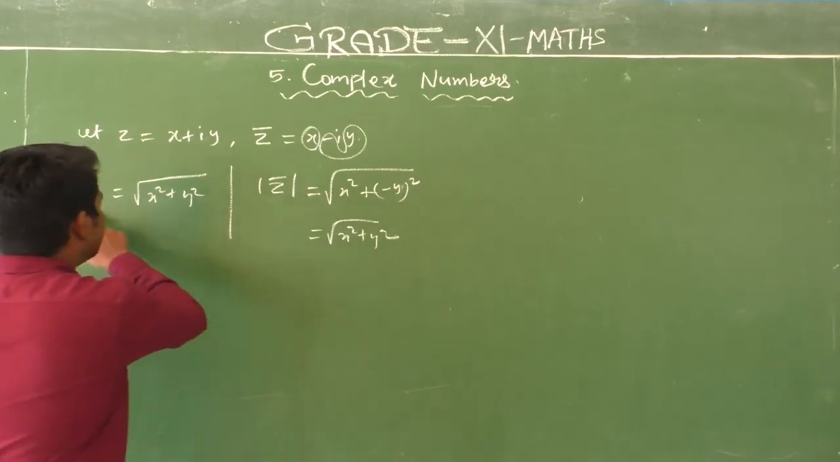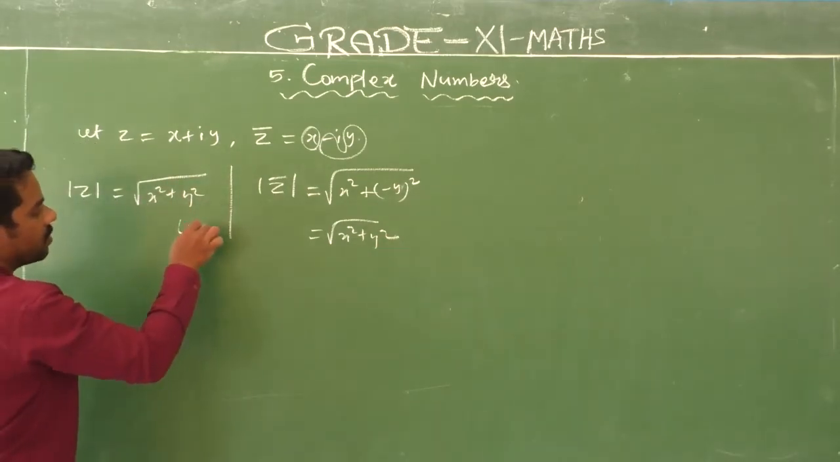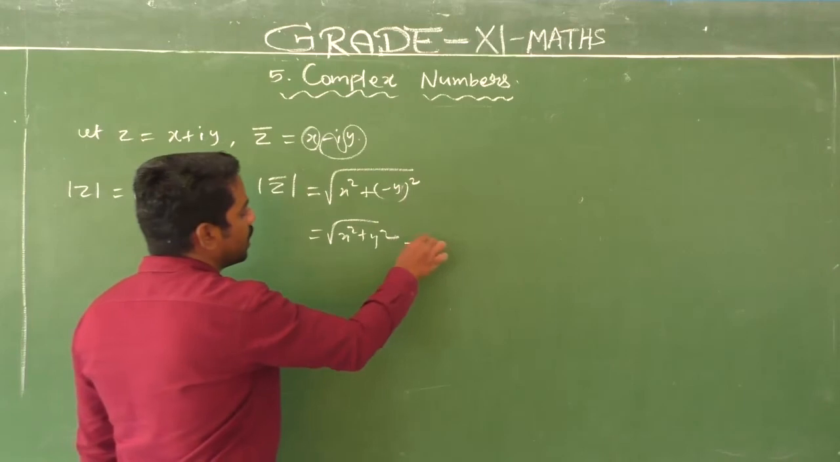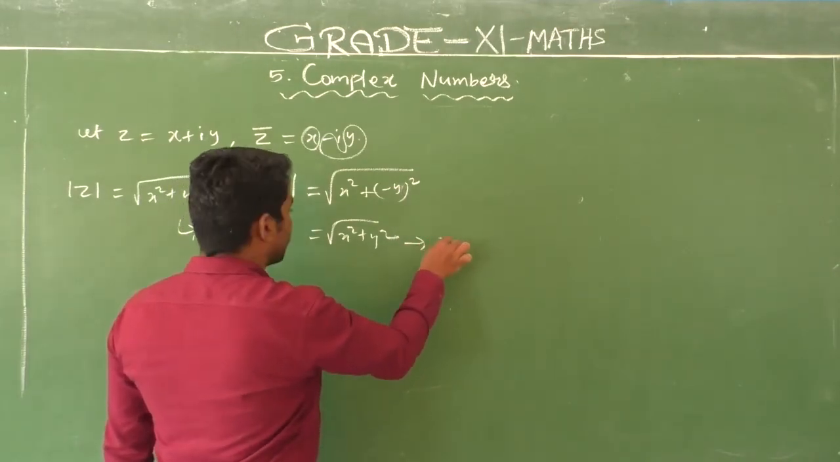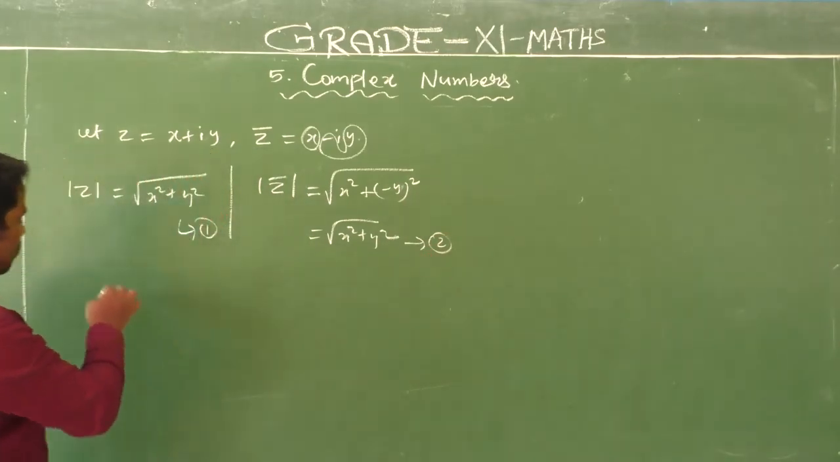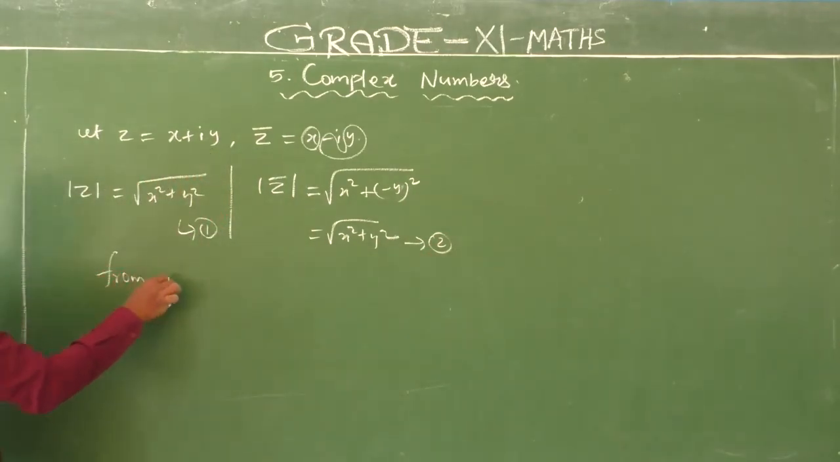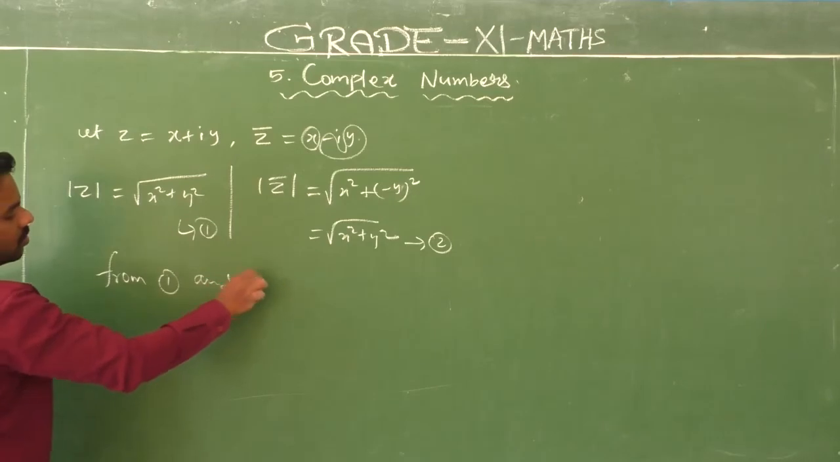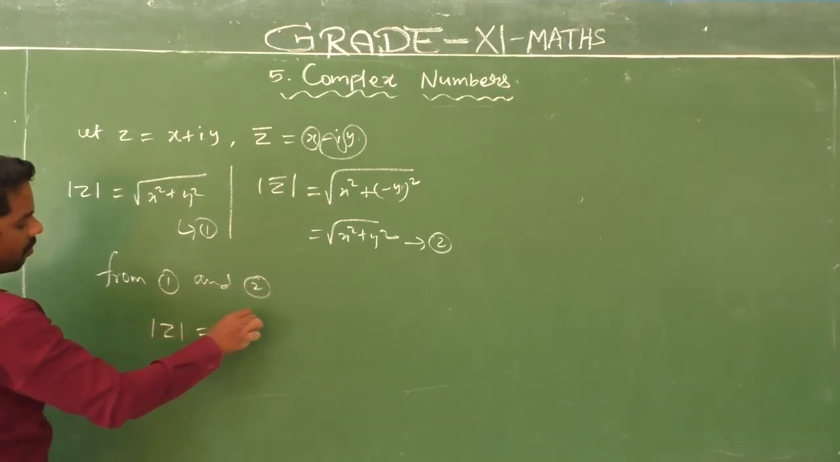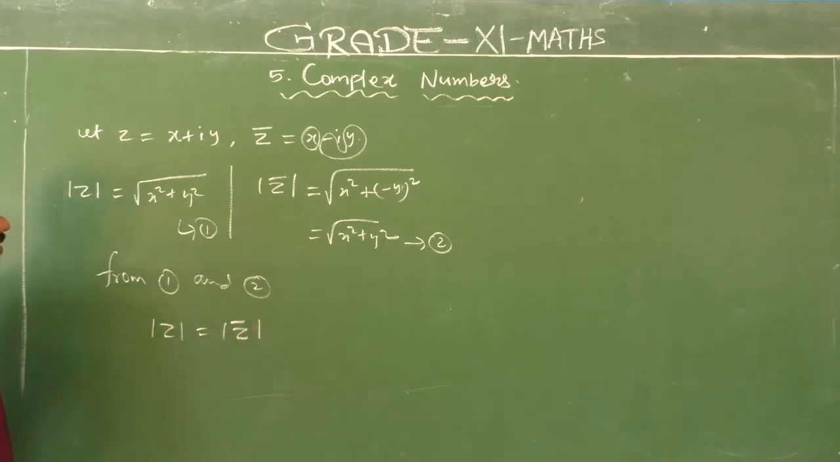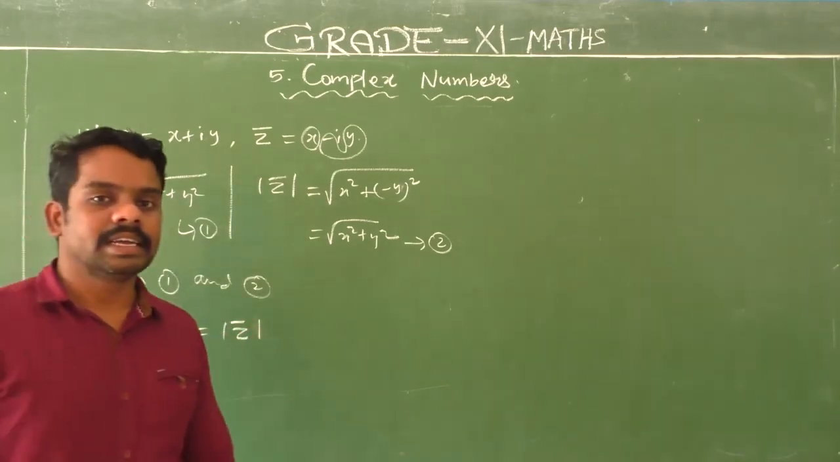Here the modulus of z value is root of x square plus y square, and the modulus of z bar is also equal to root of x square plus y square. From 1 and 2, modulus of z is equal to modulus of z bar.